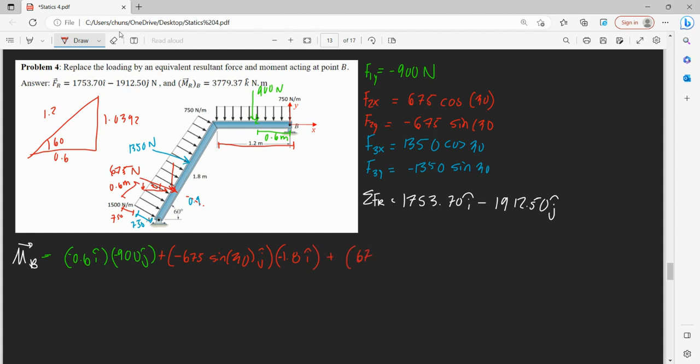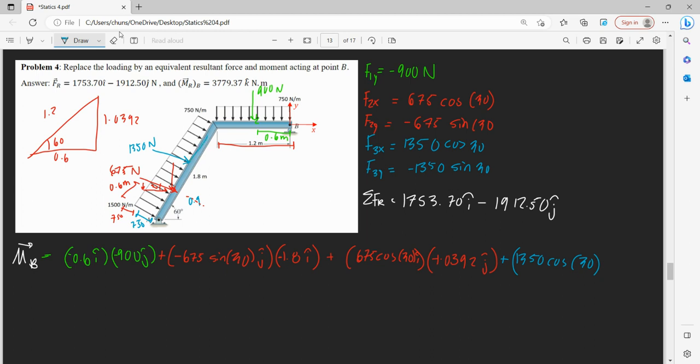plus 675 cos 30, so this is our x component now, in our positive i direction, and we want our vertical distance that we'd have to travel to be in line, which is 1.0392 negative j. And this is plus 1350 cos 30, and then the separation distance.